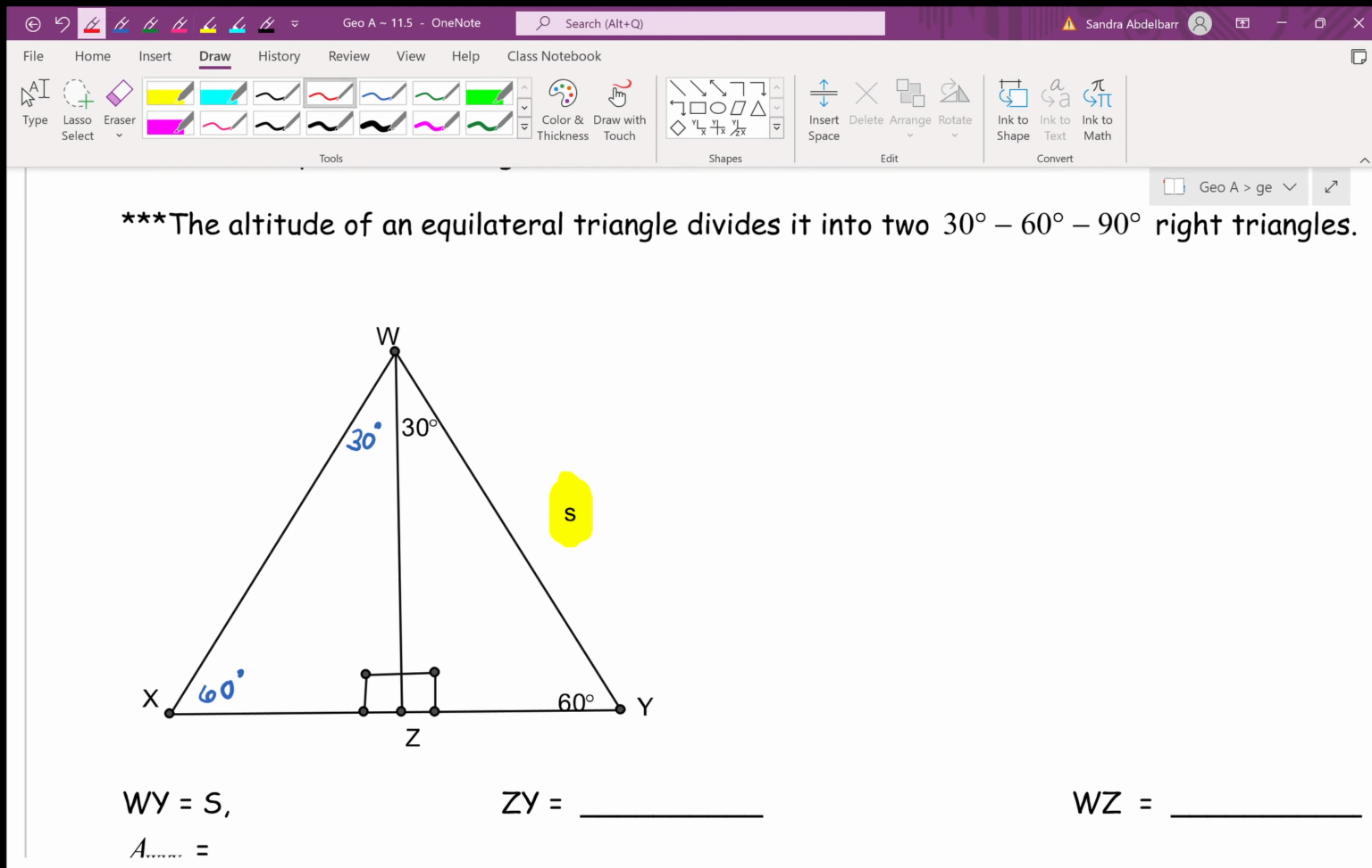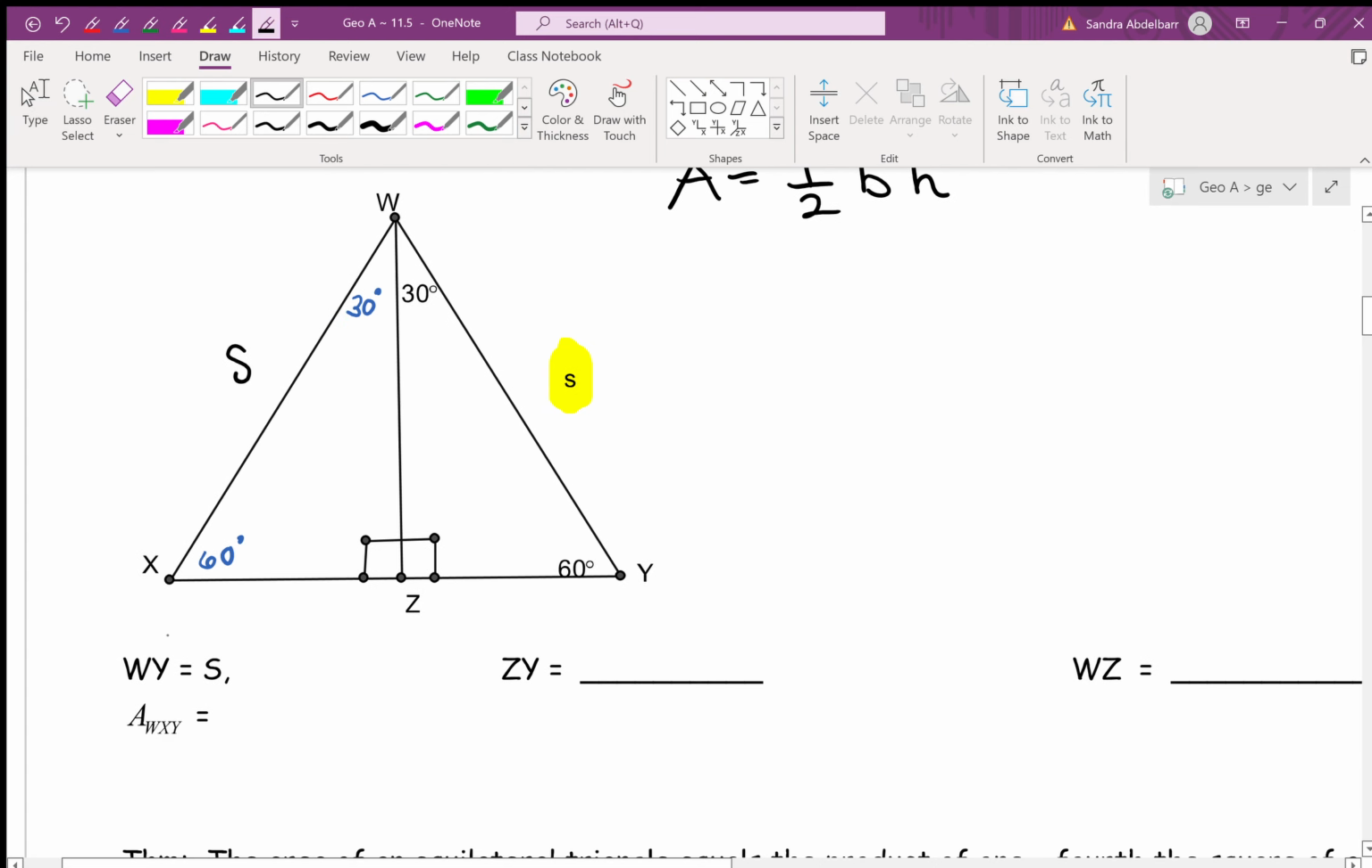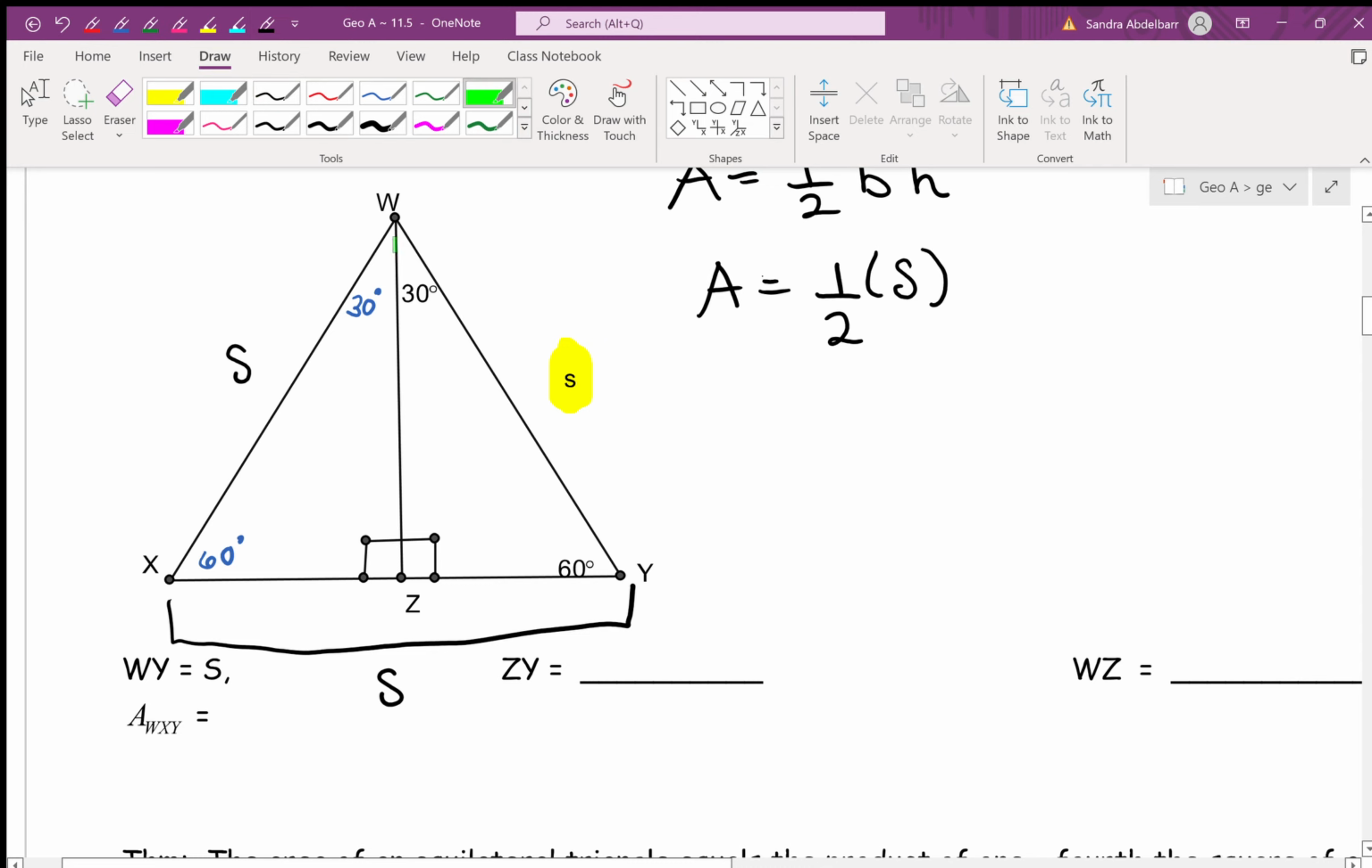Okay, well, because we have a 30, 60, 90 triangle and we want to find the area of this, do we agree the area is still half the base times the height? Okay, because it's equilateral, if one side is S, do we agree that all the sides have to be S? So the base of this is also S. But now I need to find the height. So I'm going to use one of these 30, 60, 90 triangles.